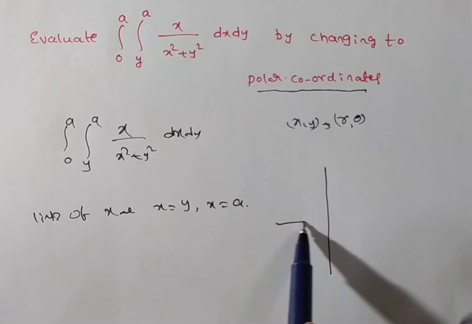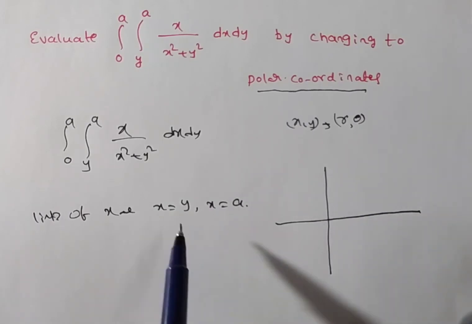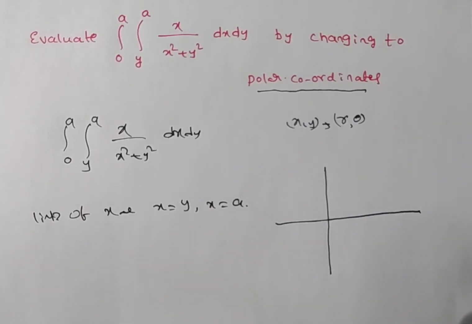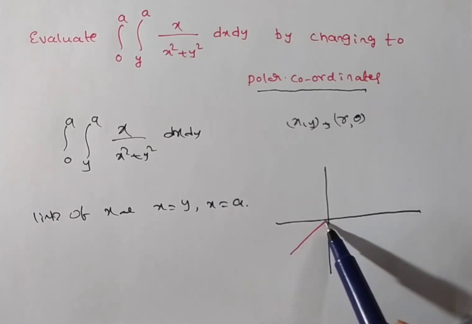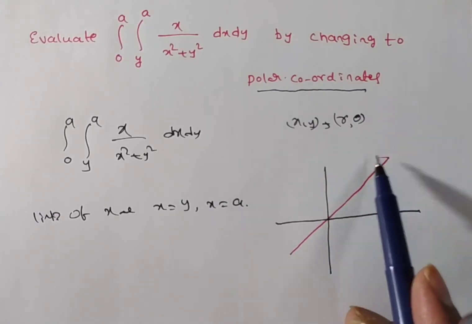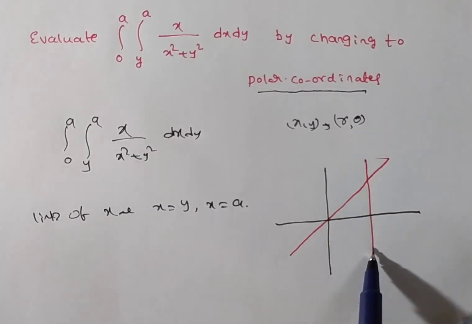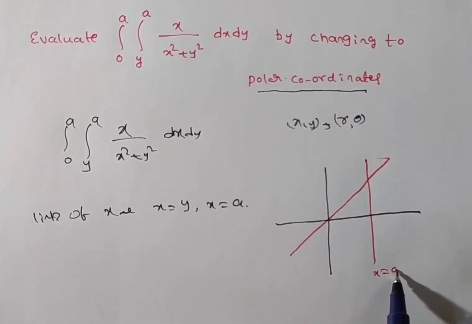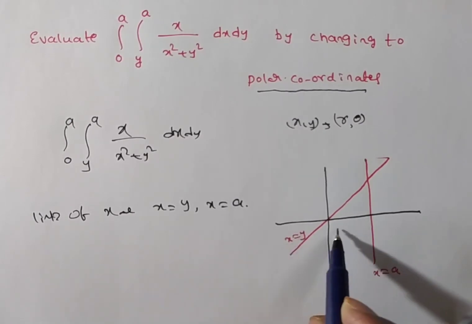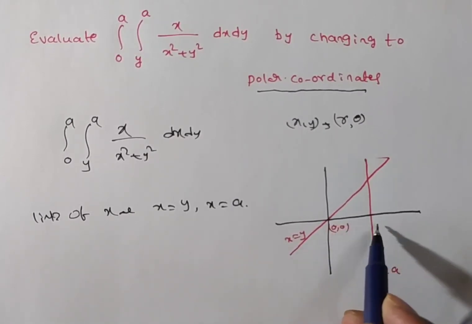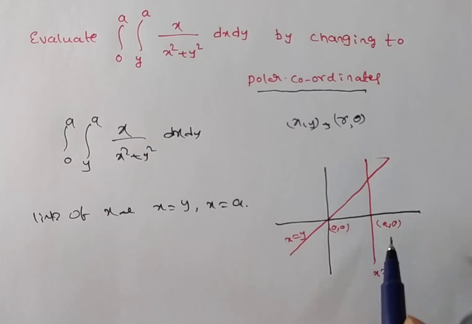Now in the Cartesian x comma y plane, if you draw this, x is equal to y means a straight line like this. Is it or not? Next, x is equal to a, which is parallel to the y axis. So this is x is equal to a and this is x is equal to y. So you can say this is the point 0 comma 0 and this is the point a comma 0.